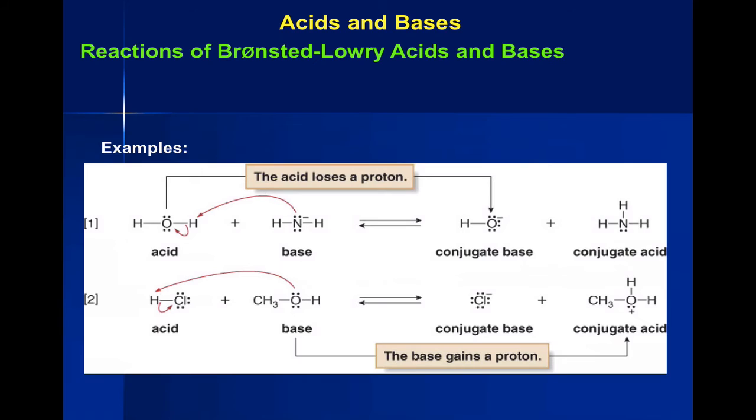Here we have hydrochloric acid reacting with methanol. Alcohol is functioning as a base because it is an electron pair donor. We end up with the conjugate base of chloride, and the conjugate acid is the protonated alcohol. Acid, conjugate base, base, conjugate acid pairs.